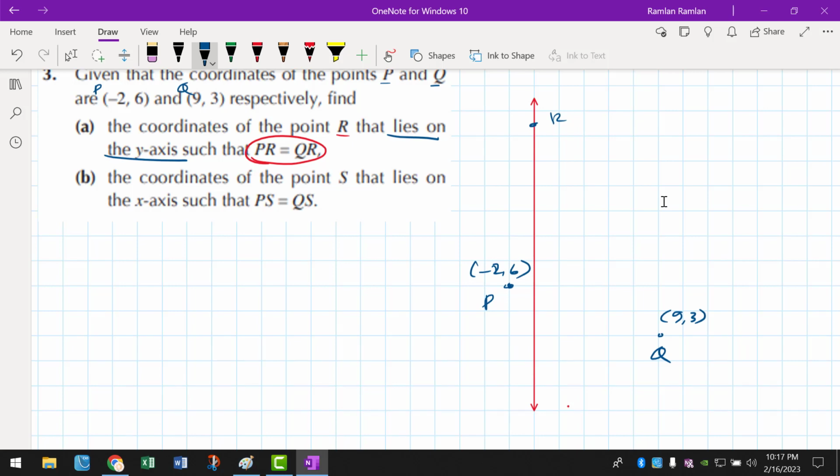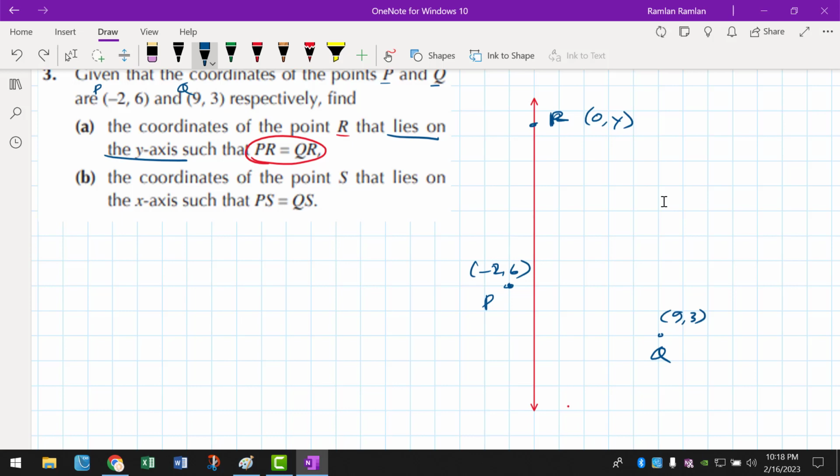Now we don't know the R, but actually the R will be (0, y). Why is it 0? Because it is on the y-axis. So the x-coordinate is always going to be equal to 0. So y is here because we're looking for that point.